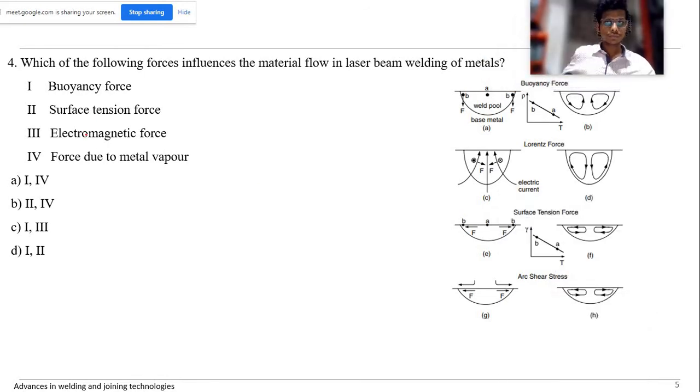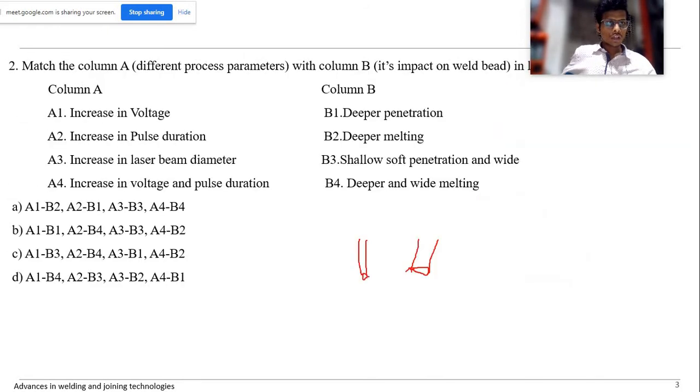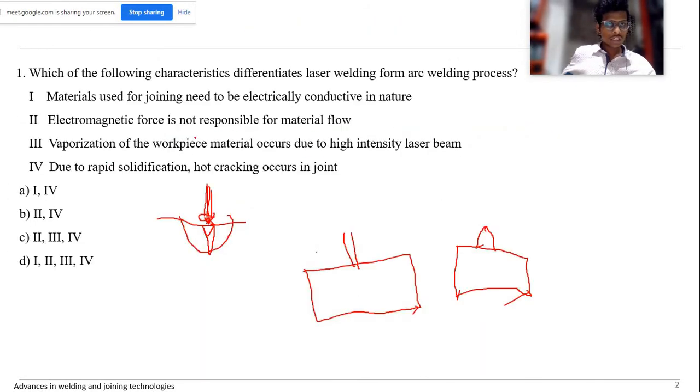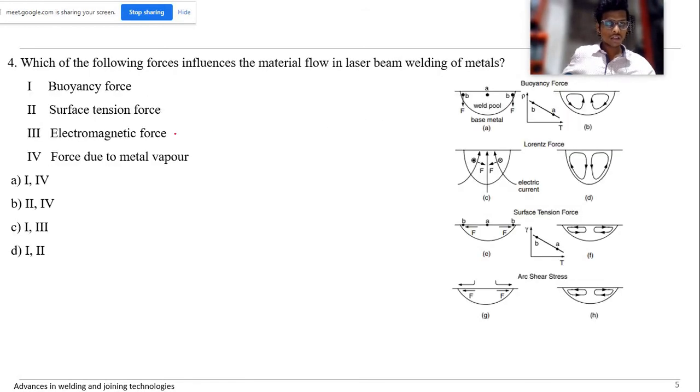Initially, also, in the electromagnetic force, at that time I said I will explain in the coming slide. So which of the following forces influences the material flow in the laser beam welding of metals? Option 1 buoyancy force, 2 surface tension force, 3 electromagnetic force, 4 force due to metal vapor. Can anyone guess what would be the option?